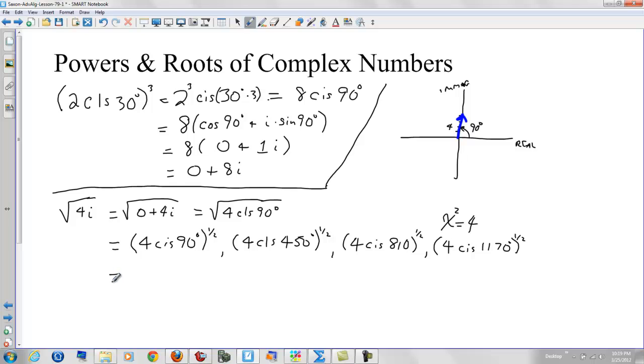So now if I applied DeMoivre's theorem to all these 4, and of course there are infinitely many ways that I could express this, but I think you'll see why I went to 4 just to show you something that's going to happen here. So if we use DeMoivre's theorem here, we would use 4 to the 1/2 power.